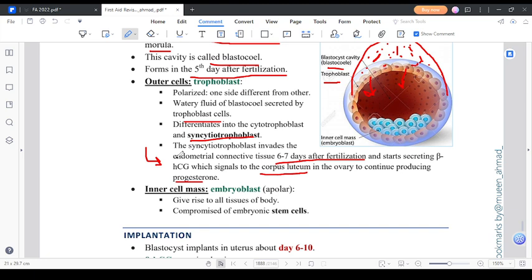So here you must remember that the syncytiotrophoblast is going to produce beta HCG, and beta HCG will signal the corpus luteum to continue producing progesterone. This beta HCG is also the foundation of the pregnancy test in the urine.